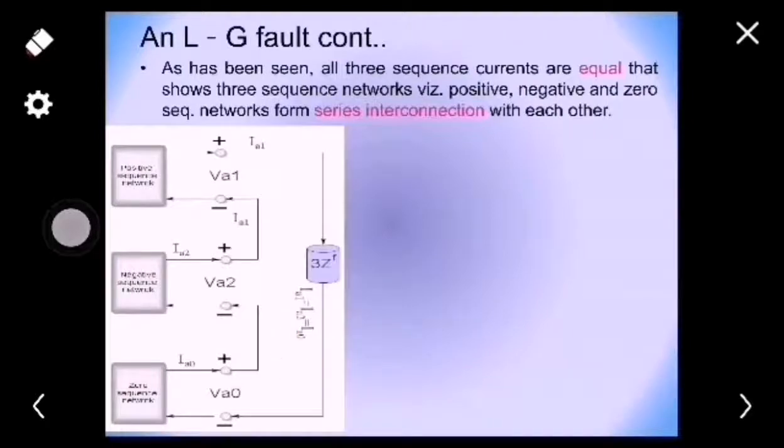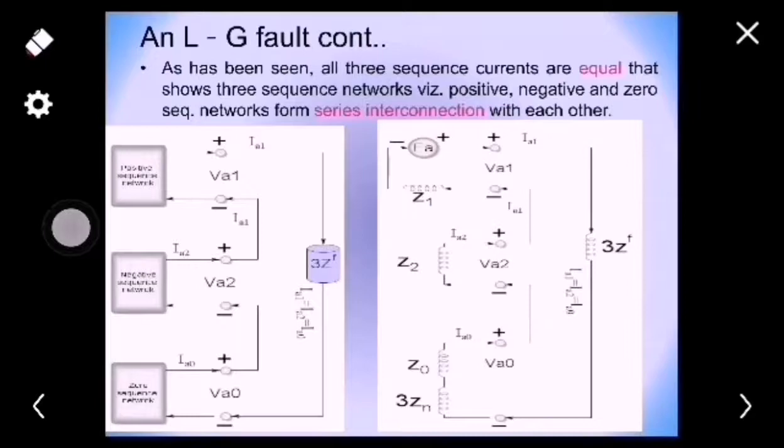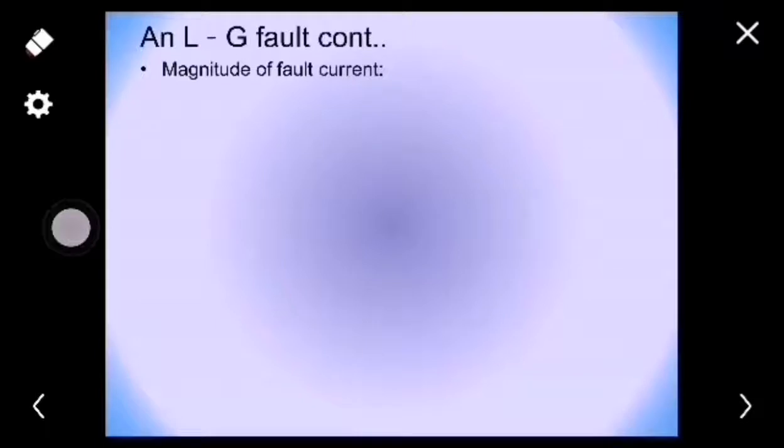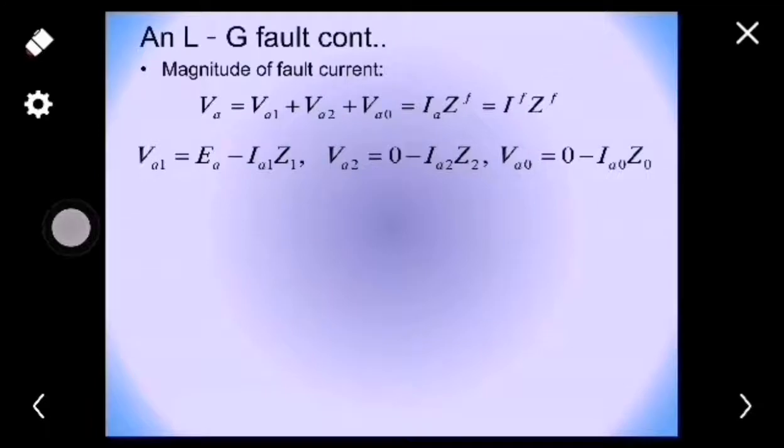Now this is the block representation and this is the circuit representation. Zero sequence network, negative sequence network and positive sequence network are all in series. Only the positive sequence network has a source. Now let us derive the fault current equation by first finding the sequence current. Before proceeding further, you must remember 3 basic equations of sequence voltages VA1, VA2 and VA0. VA1 is always equal to EA minus IA1Z1, VA2 is minus IA2Z2, VA0 is minus IA0Z0.